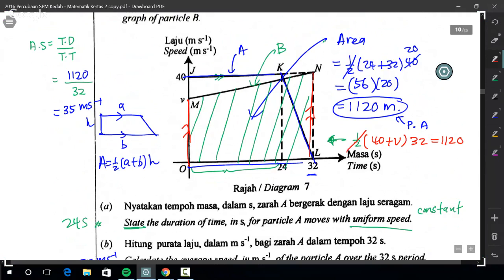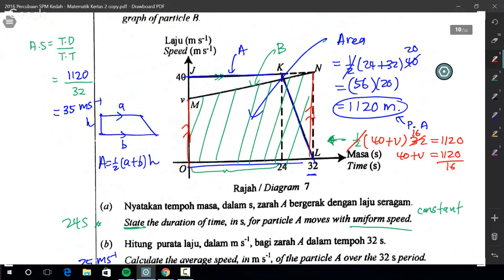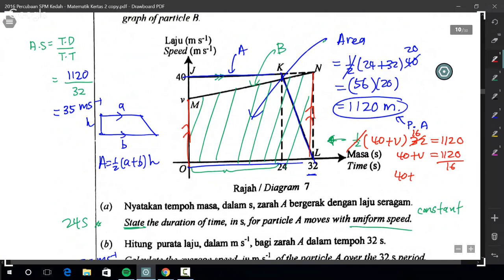So I will simplify half and 32, I get 16. So 16 I will move to the other side, it will become divided by 16. Then I'll use a calculator to solve this one. 1120 divided by 16, I get 70. So 40 plus V equals 70. V equals 30. All right, this is how we get V.